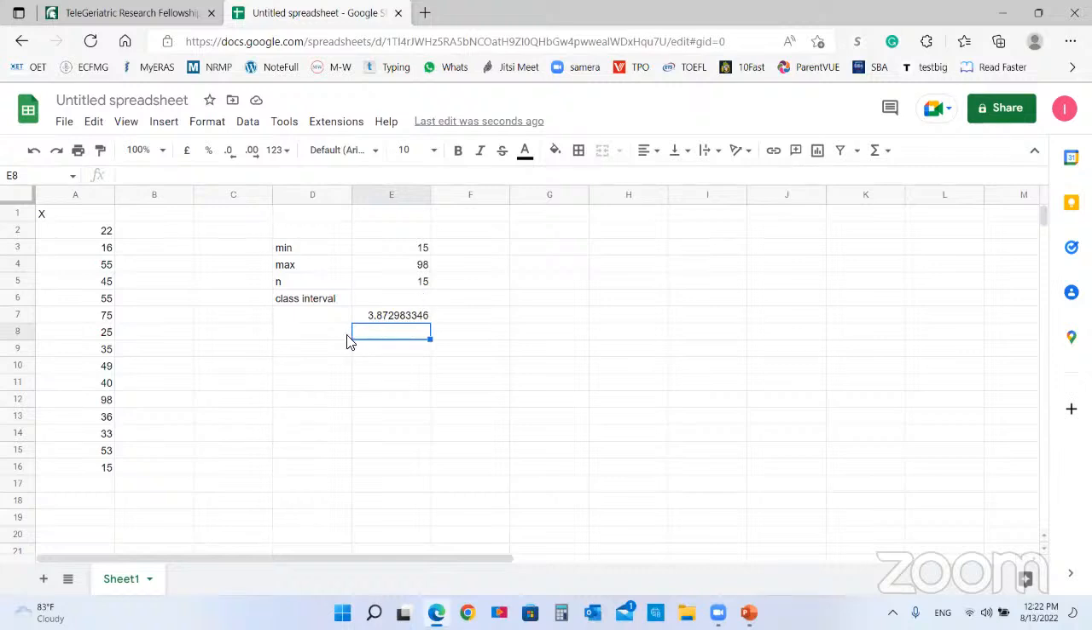To know the width of this group, I mean the difference, the range of data, okay? So I'm going to type equal, open bracket again. I'm going to subtract the minimum value from the maximum value. Here we have 98 minus the minimum value, which is 15, close the bracket, divided by 4, which is the number of classes. And press enter, and we have 20.